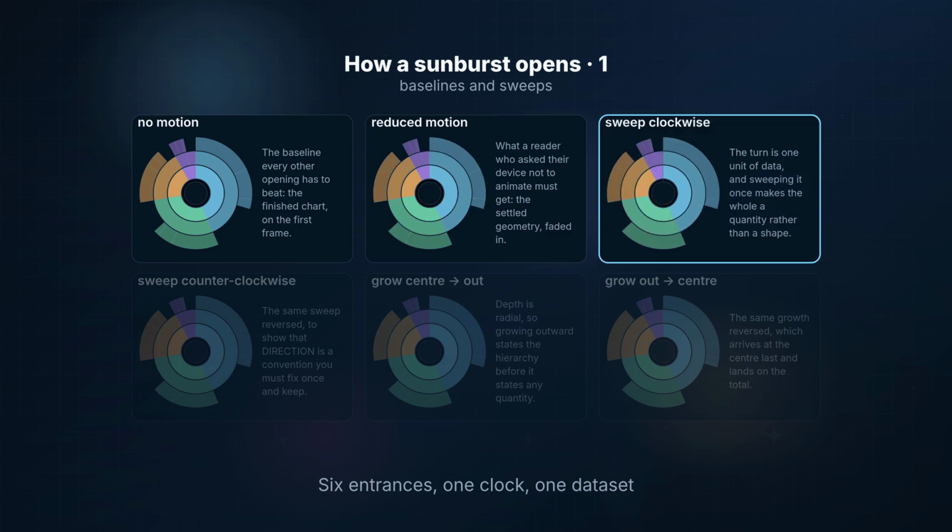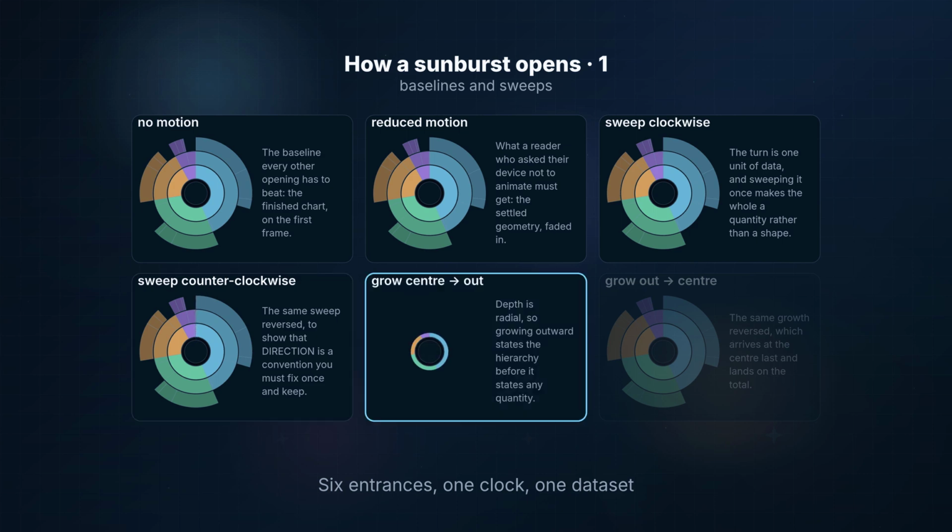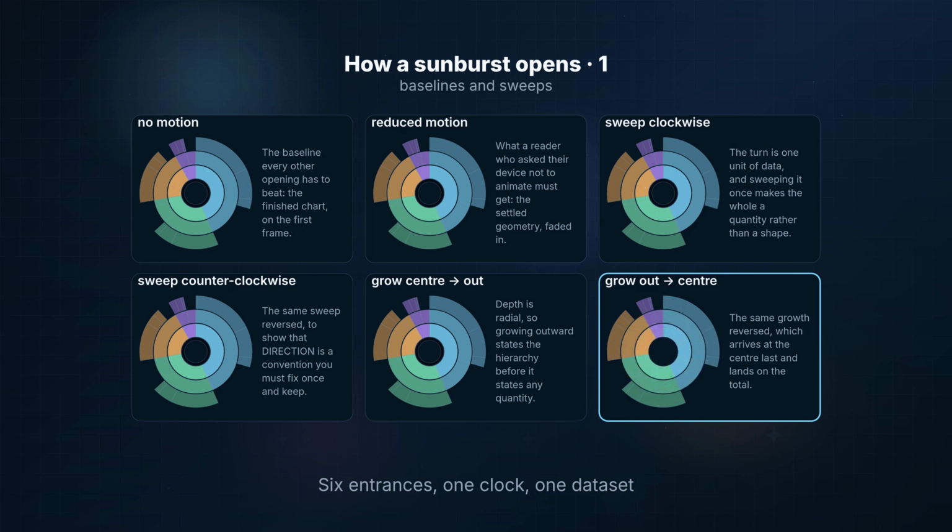Then the sweeps. Sweeping the turn once tells the viewer that the whole circle is one quantity being spent, rather than a shape that happens to be round. Growing outward from the center says something different. Depth is radial, so the hierarchy arrives before any number does. Reversing either one is legitimate, but direction is a convention you fix once and then keep, because two identical datasets drawn in opposite directions look like different data.